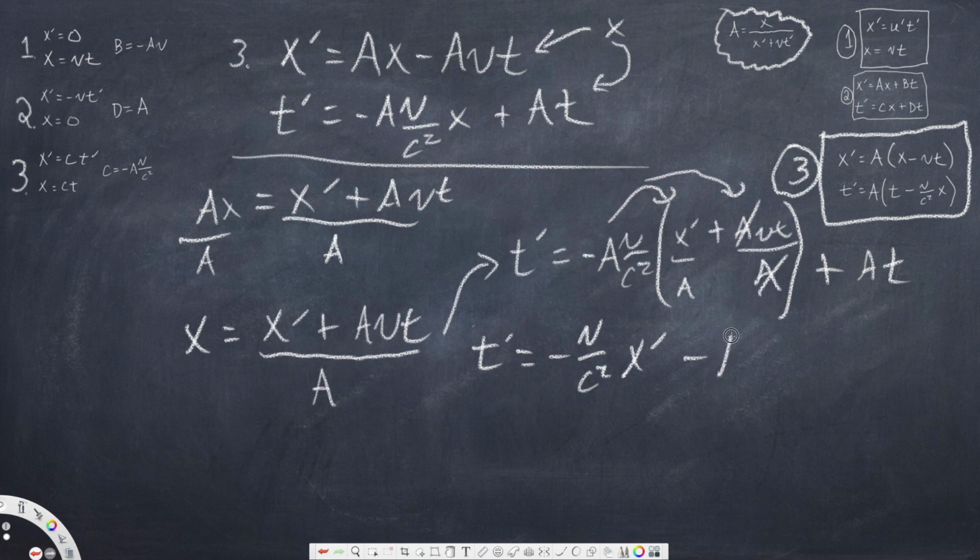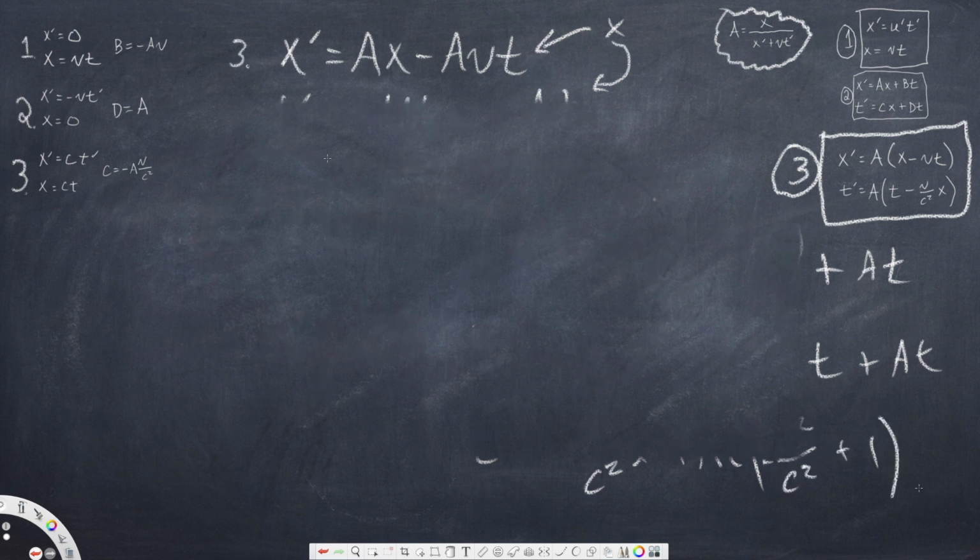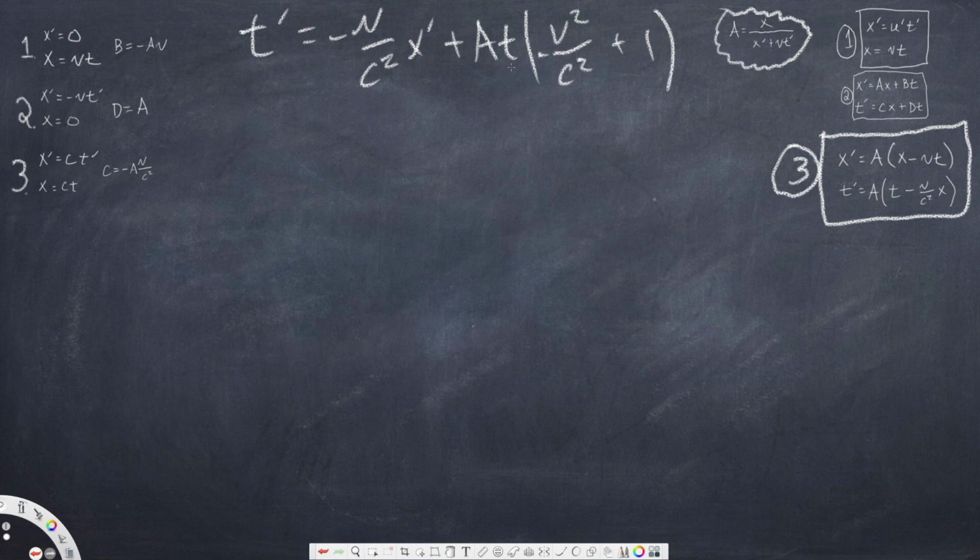The a is still there, because nothing to cancel with. But we get now two v's, so v squared over c squared, times t plus at. Well, we could take an a and a t out of this one side. So we get t prime equals negative v over c squared x prime plus a t. And then we get v squared over c squared. That's minus plus 1.